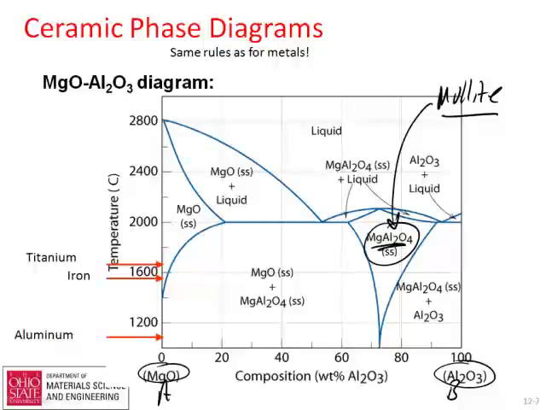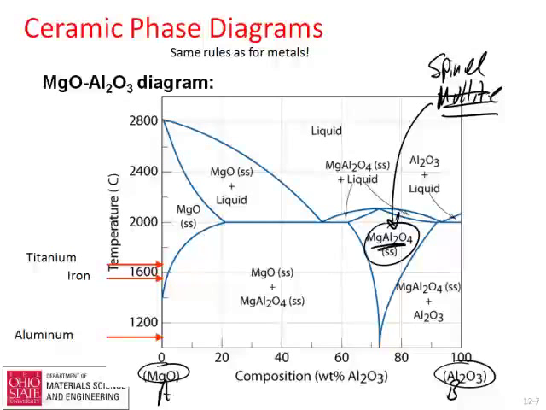I have to double check that. That's either mullite or spinel. I don't know, I should know that. I should know my ceramics, but that's a single phase that has a name. I'm pretty sure that one is spinel. Mullite, I'm pretty sure, is silica, alumina.